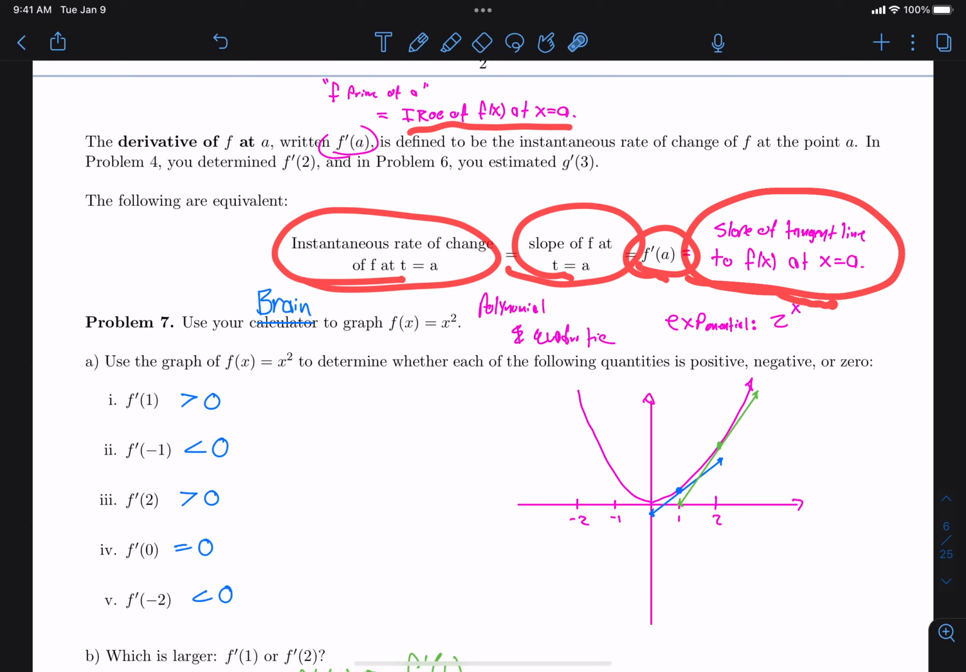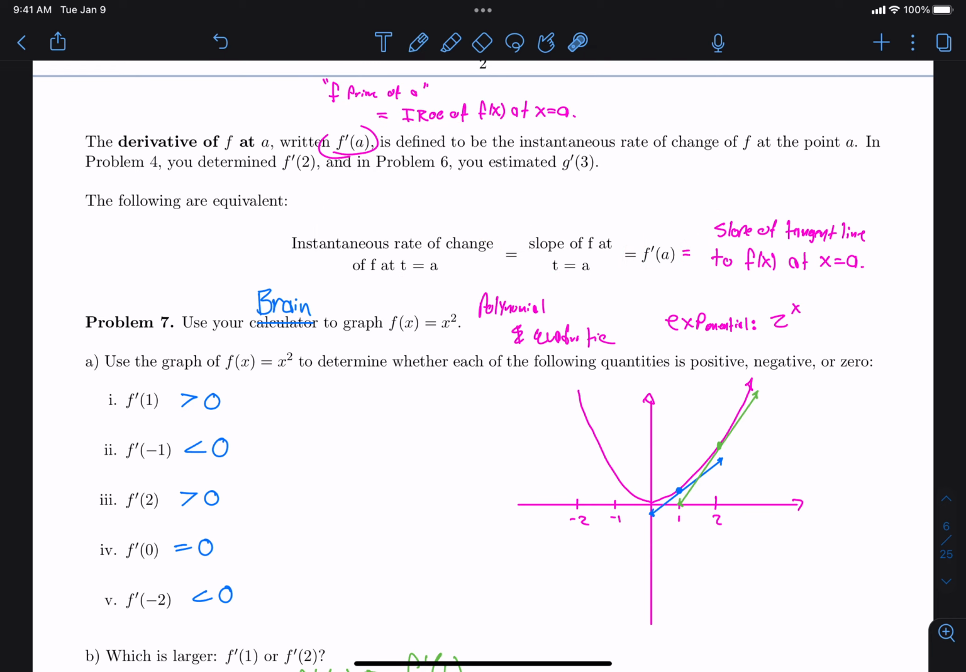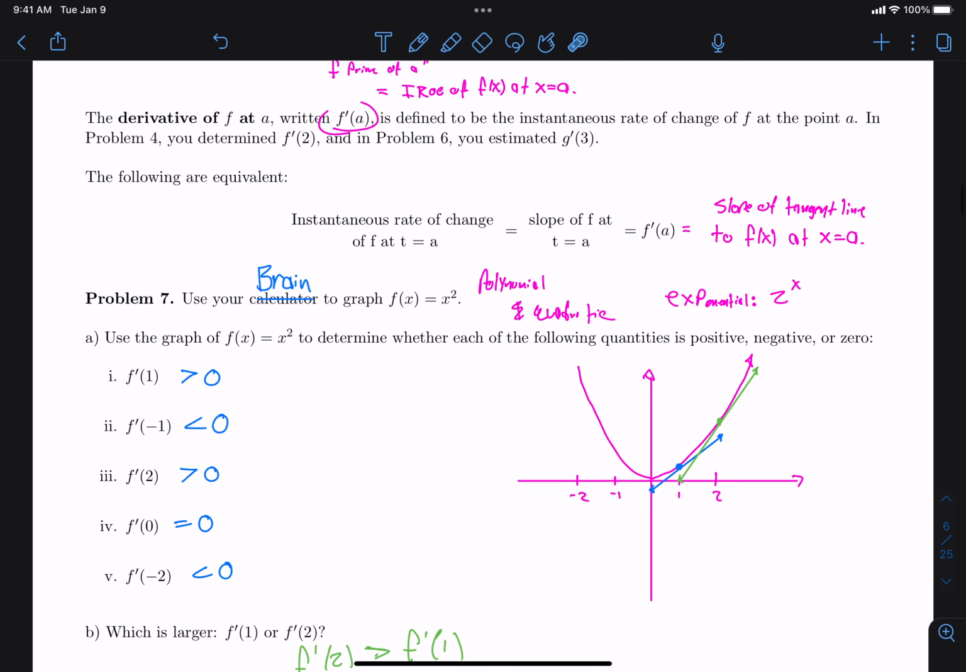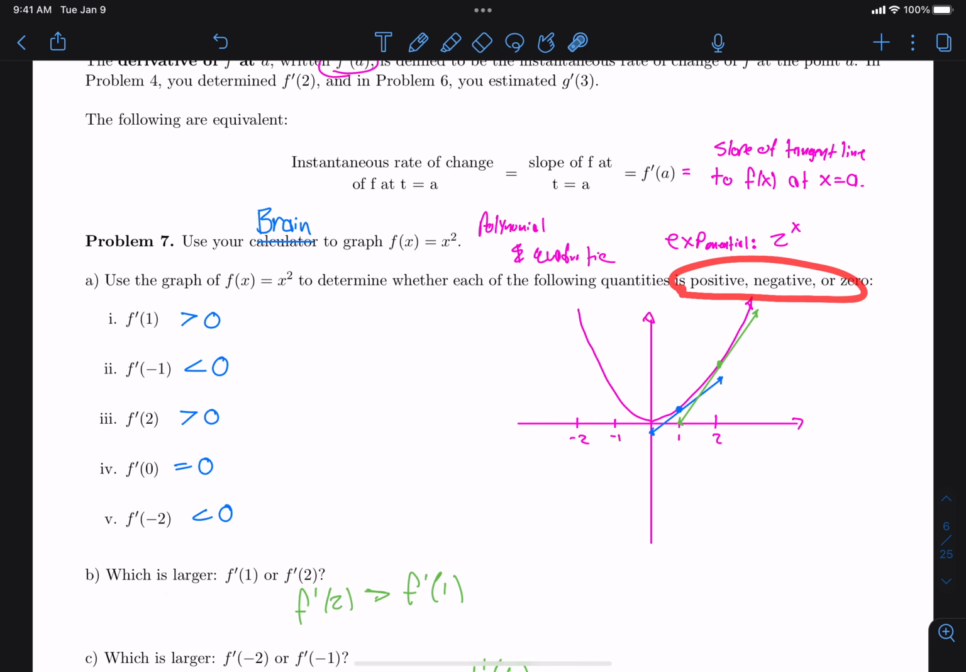Okay, so just a bunch of verbiage, so to speak, to talk about derivatives and rates of change. So the next thing we learned about was, well, when is the slope going to be, when is the derivative going to be positive, negative, or 0?